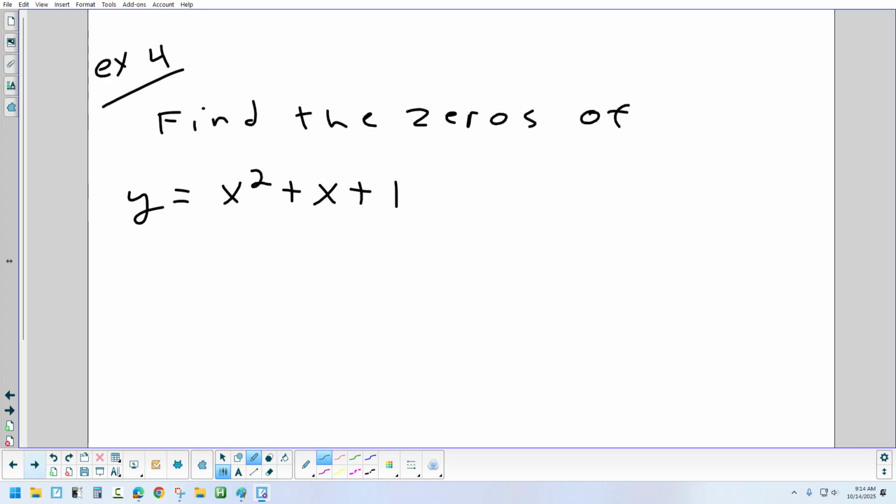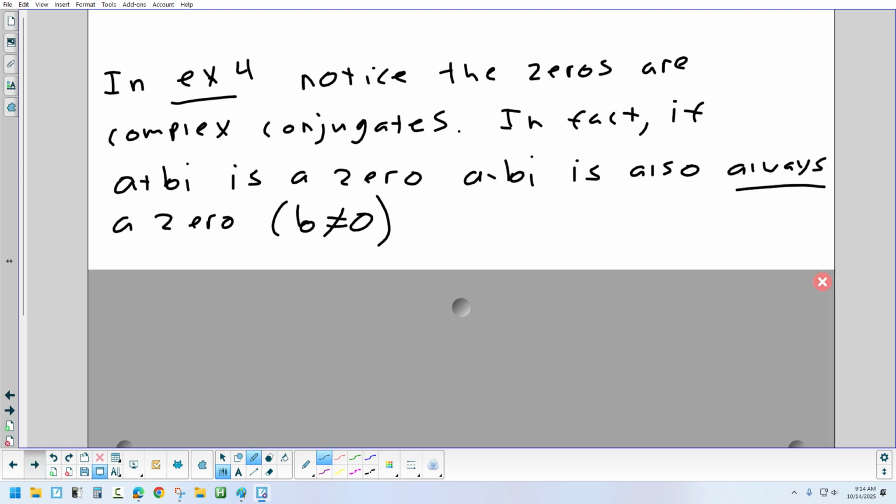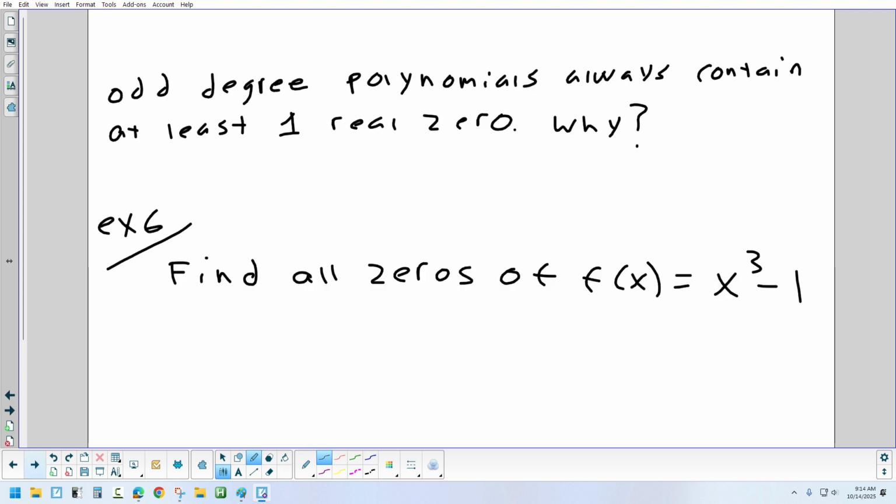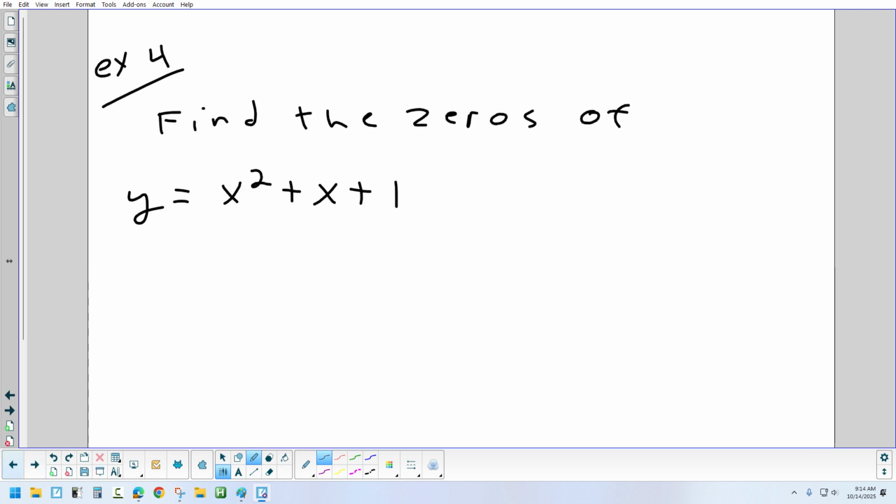That's not a bad equation to have to work with. What makes this equation not that bad compared to maybe, say, that one? x cubed minus 1 versus x squared plus x plus 1. That one's easier. We don't know right away whether the zeros are real or imaginary, maybe they're real, maybe they're imaginary. We'll see. But why is this an easier equation to solve?